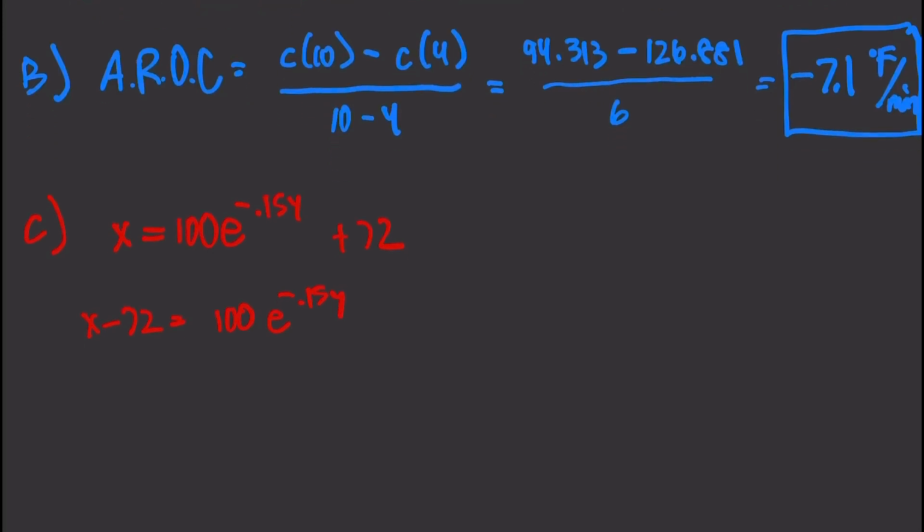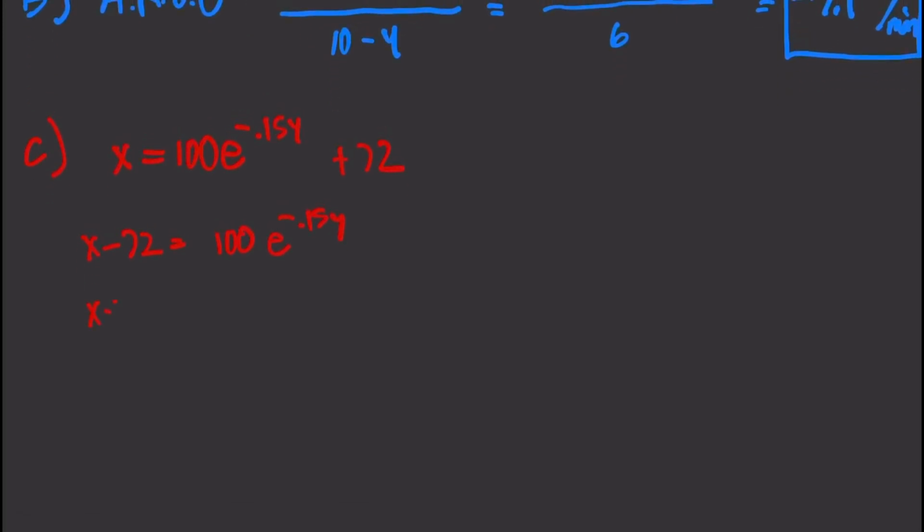Scroll up a little bit here. So x minus 72 divided by 100 equals e to the negative 0.15y. And I'm just going to take the natural log of both sides.